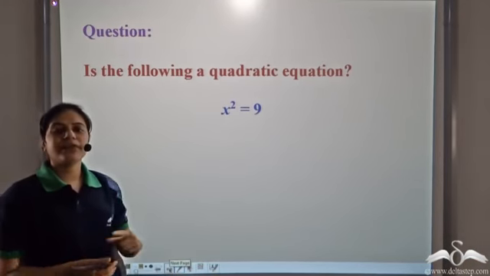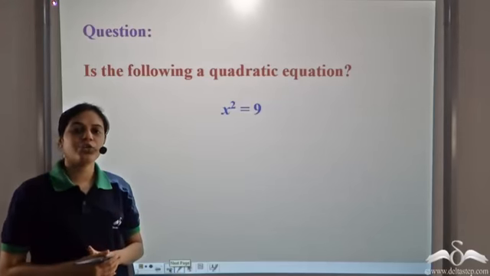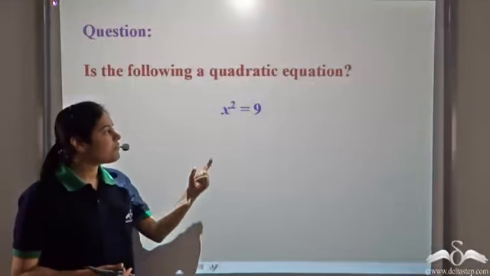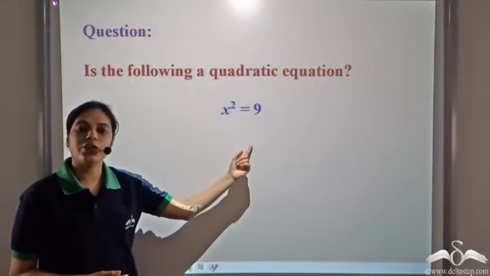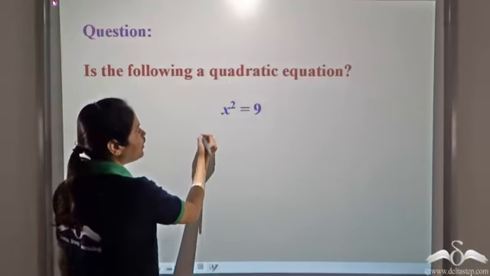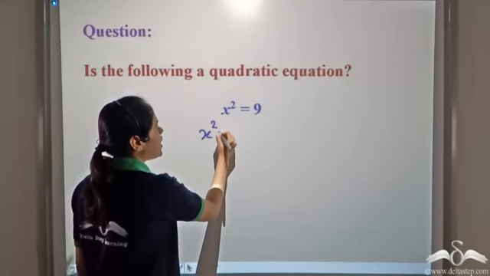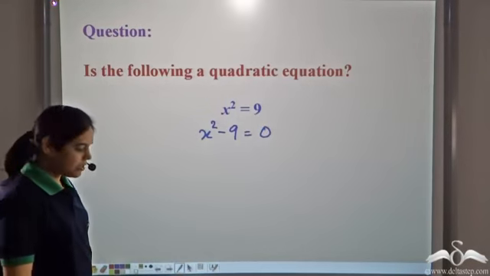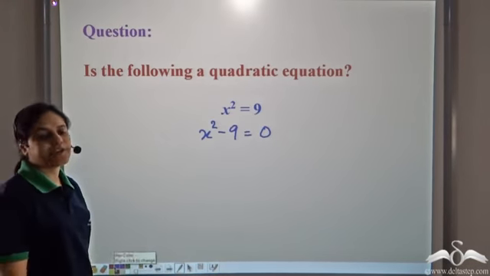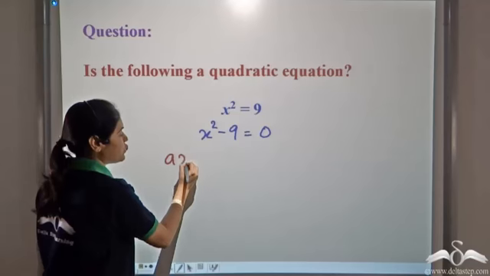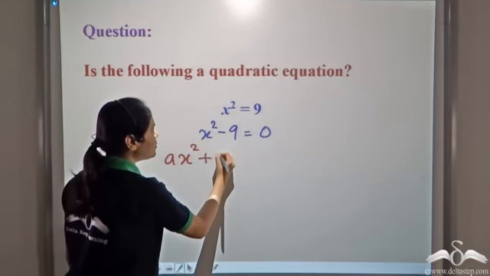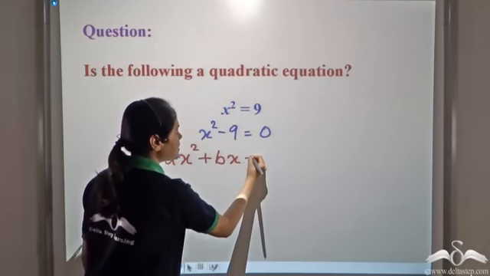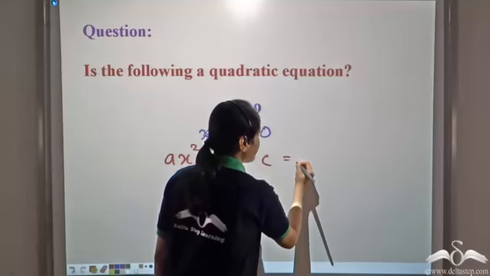Now can you tell me whether this is a quadratic equation or not? We have x square is equal to 9. Now we can write this as x square minus 9 equal to 0. Compare it to the general form of a quadratic equation, which is ax square plus bx plus c equal to 0.